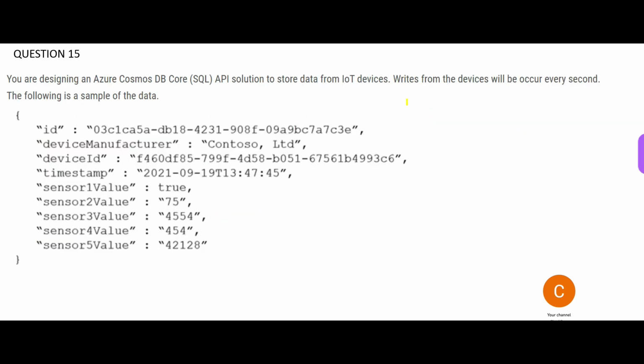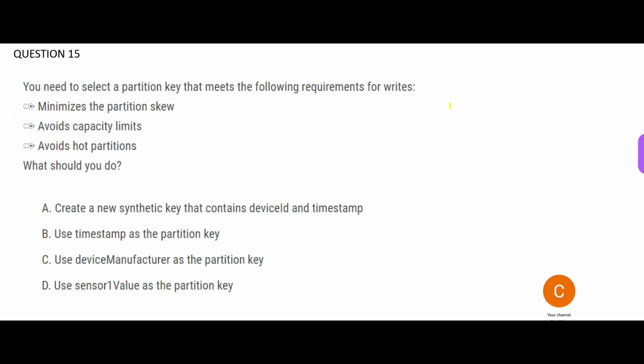Here is the next question. Here you're dealing with IoT devices. The data from the IoT devices comes in, and you have to store this data. The writes from the devices will occur every second. This is sample data showing how the data is coming through. Now, what partition key would be apt for writes?